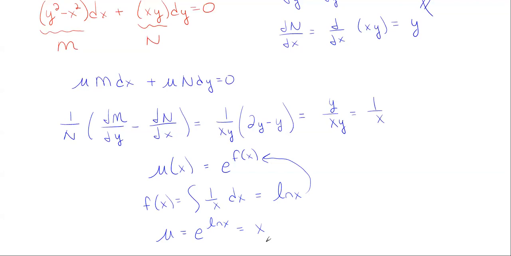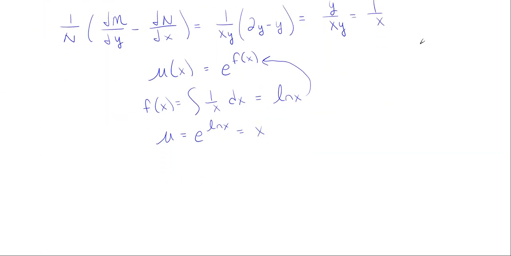So to get my new setup, I would have to multiply my M, which is this portion, by x, and the N, this portion, by x as well. So let's go ahead and apply this integrating factor to my original equation, and this would give me a new M and N that I would be dealing with. So this would be x times my original M of x, or y squared minus x squared dx, plus my original N multiplied by x, which would be x times xy, dy is equal to 0.